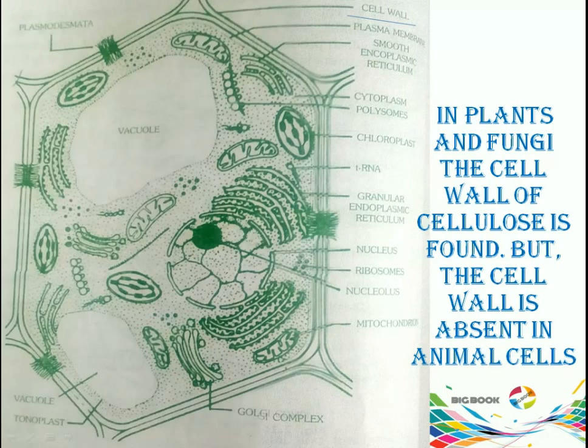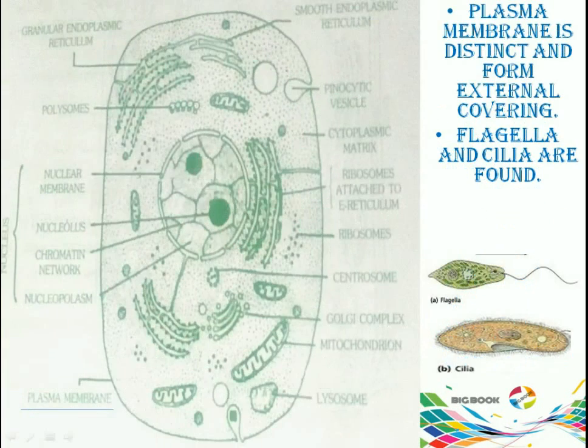Compared to animal cells, plant cells have an added feature on the plasma membrane, that is the cell wall, which is made up of cellulose. This same feature is not present in animal cells. And the next feature is that the plasma membrane is distinct and forms the external covering. The plasma membrane is the complete external covering. It does not form any internal covering.